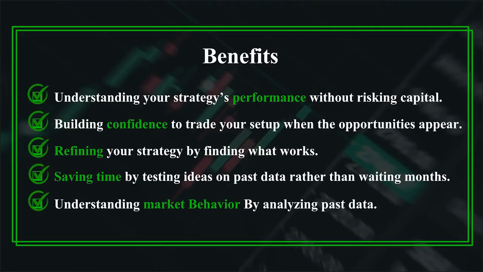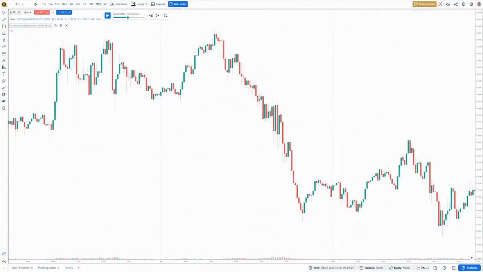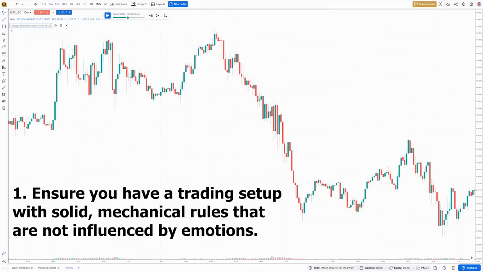However, backtesting also has some downsides, like not accounting for emotions, transaction costs, and the fact that your strategy might work on past data but not in live markets. However, here is a backtesting technique that helps generate the most realistic results. First, ensure you have a trading setup with solid mechanical rules that are not influenced by emotions. You must follow these rules during backtesting just as you would in the real market. For example, if you're a session trader who trades only during the London session, incorporate that into your backtesting and only take trades during that time frame.